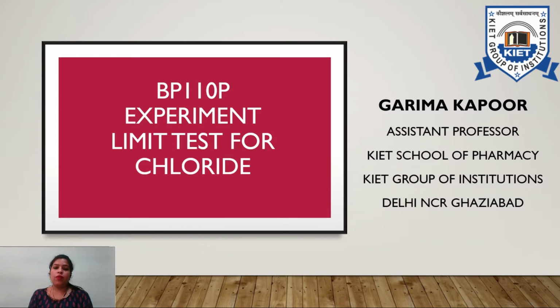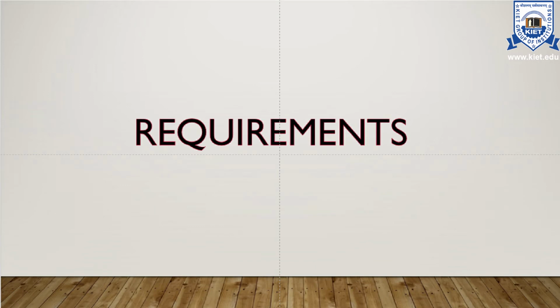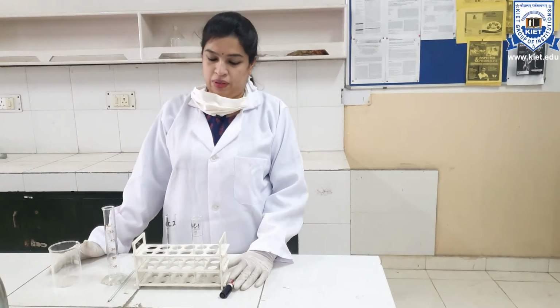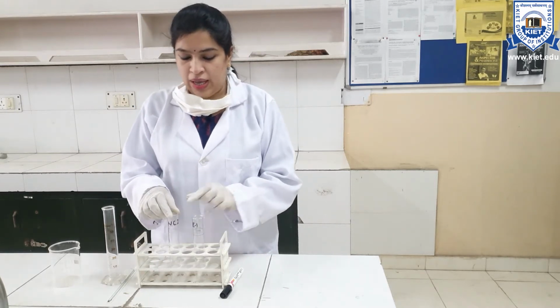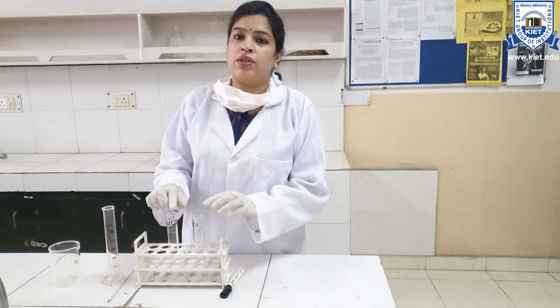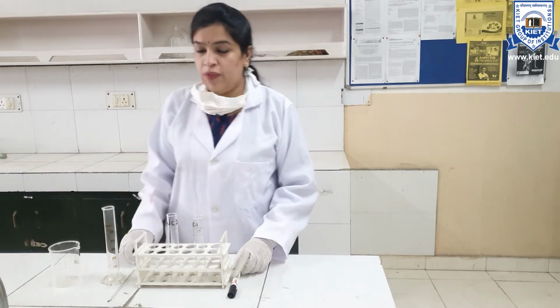Students, today we will perform the limit test for chloride. The limit test is done to find out the impurities present in the sample. The apparatus required for today's experiment is two Nessler cylinders, one for the test sample and the second one for the standard solution. Here I have marked NC1 for the standard and NC2 for the test sample, and we will find out the impurities present in the test sample.